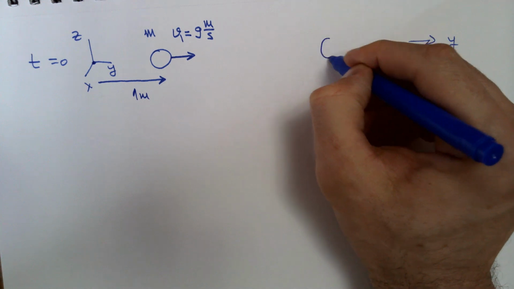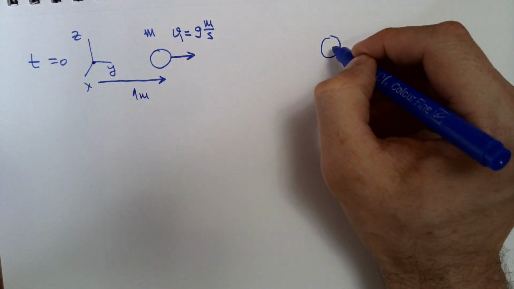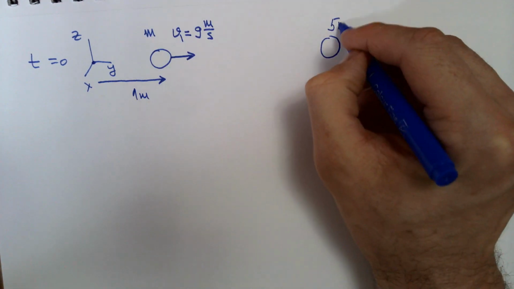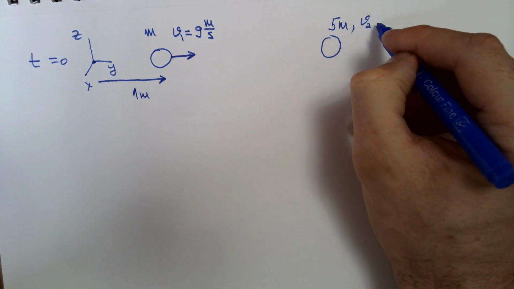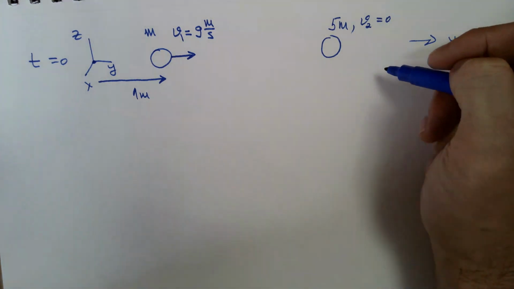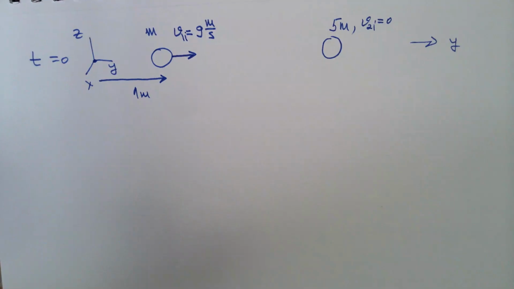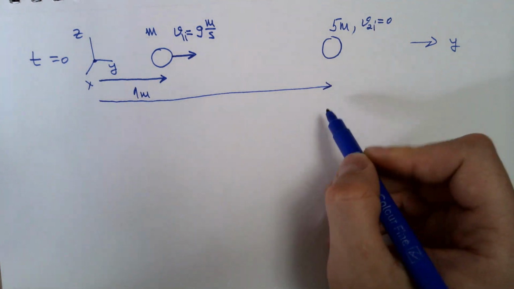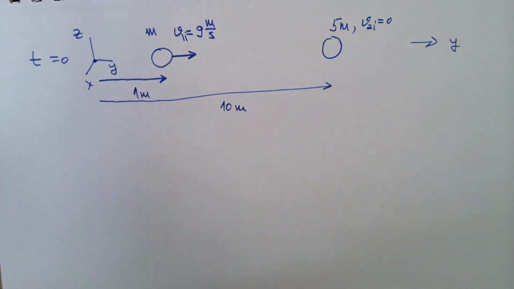Somewhere over here, we have another particle that is standing still. It has mass 5 times this particle, 5m. But velocity v2 is 0. So this would be v1 initial, v2 initial. The distance of this second particle is 10 meters from the origin.